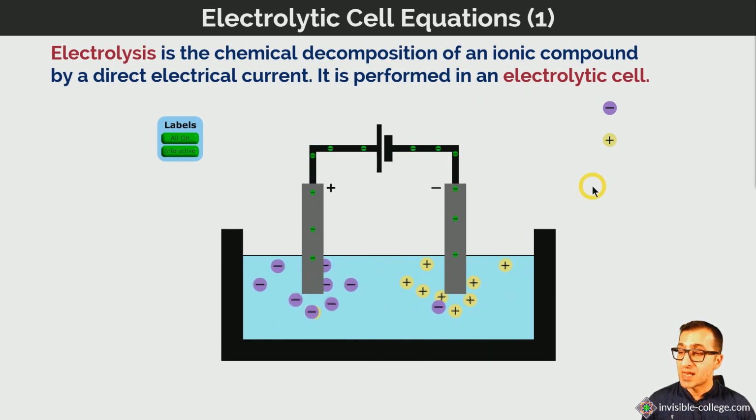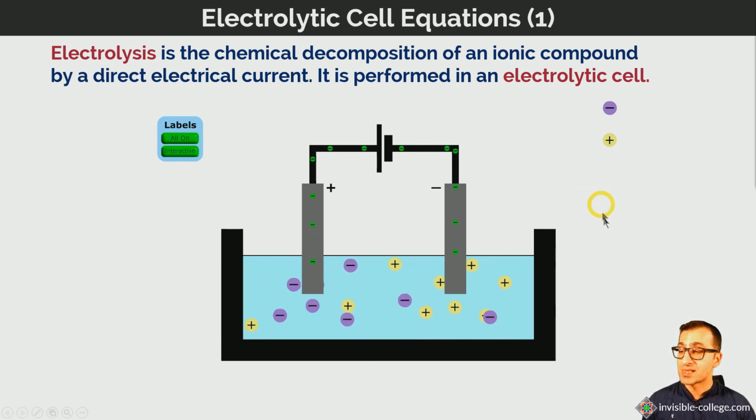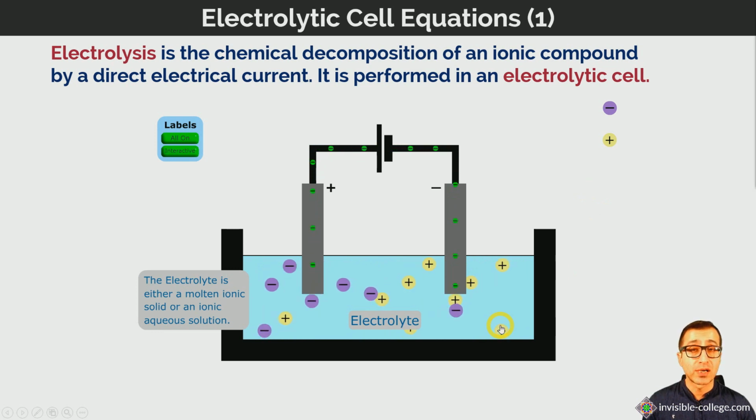So this animation represents a general electrolytic cell. You always have an electrolyte, which is either a molten ionic compound or an ionic substance which has been dissolved in aqueous solution. Most of the time that's what you're dealing with when you're dealing with an electrolyte. It is a substance that contains oppositely charged ions which are free to move in either the liquid or the dissolved state.